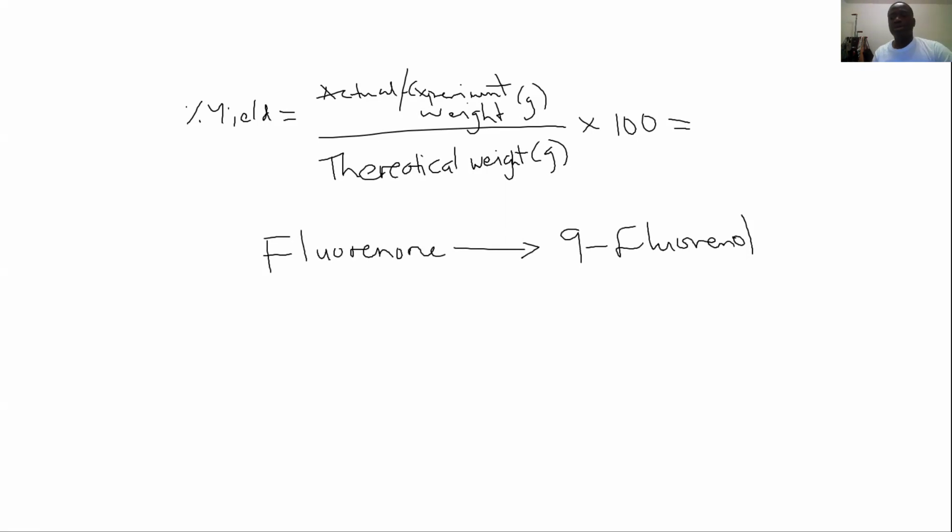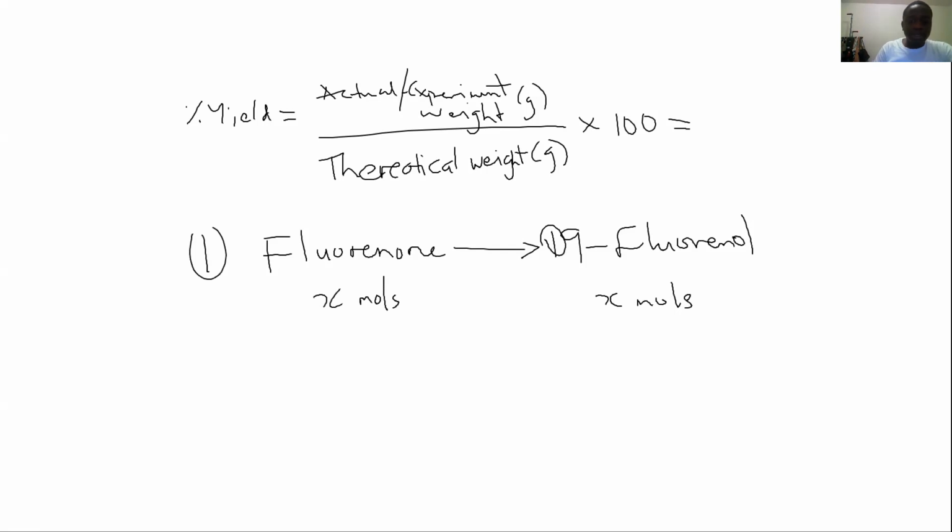Now, all things being equal, if the world was right, when you start this reaction with X moles of fluorenone, you should get what? X moles of fluorenol. You are assuming 100% yield, okay? Because 1 mole of this will give you 1 mole of this from the equation in the slideshow that I've just shown you guys. So X moles will give you X moles of your 9-fluorenol.